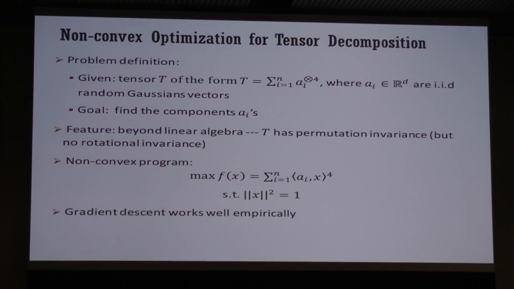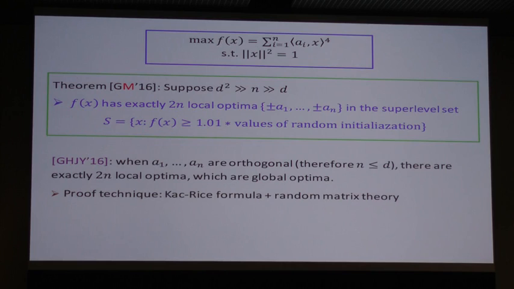The statement that we can prove is that in the overcomplete regime, where the number of components is much larger than d and less than d squared, there are exactly 2n approximate local optima, and these 2n optima are exactly what we care about, the plus and minus a_i, in the super level set that contains all of the points with function value larger than 1.01 times the value of random initialization. So basically, if you can do a little bit better than random initialization, then after that you can use a local search algorithm to find the a_i.